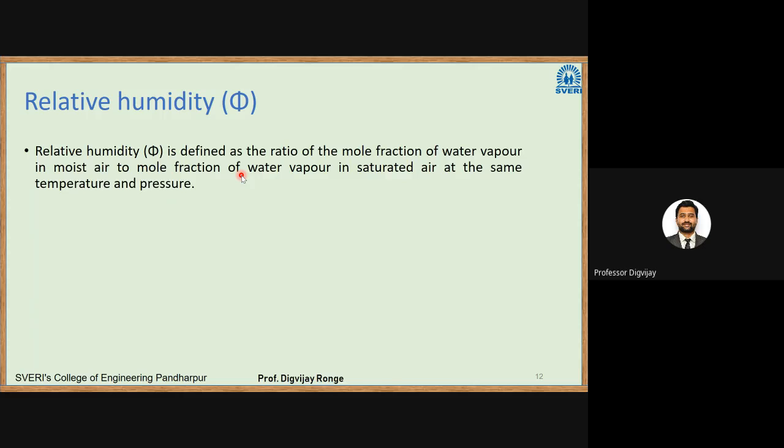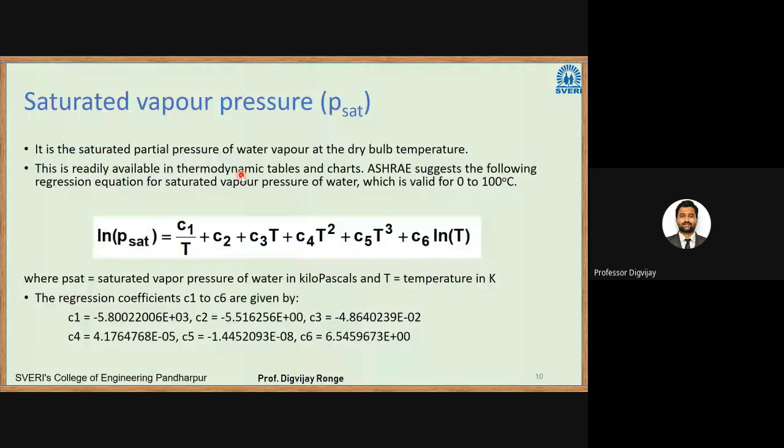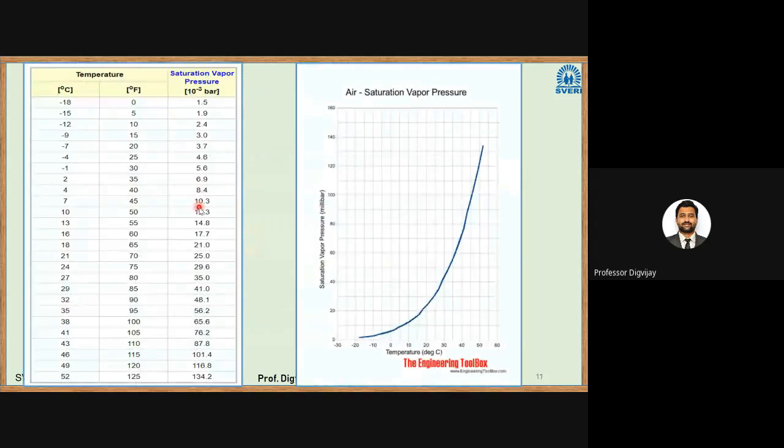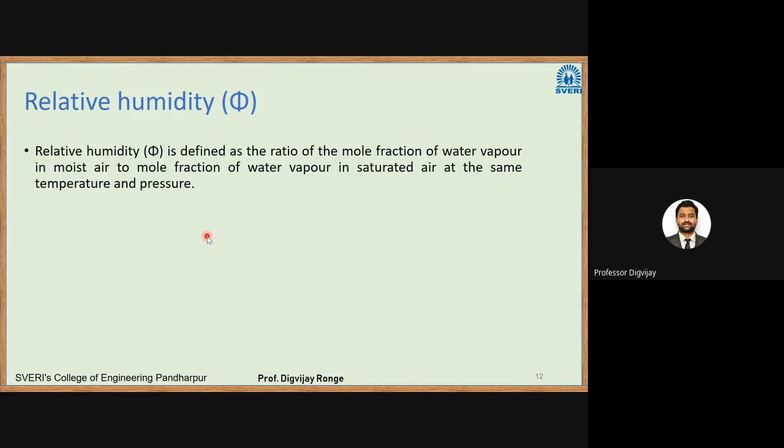आता मॉइस्ट सॅच्युरेटेड एअर मधलं वॉटरचं पार्शियल प्रेशर हे ऑलरेडी तुम्हाला कुठे मिळालं, so from this table, ह्या टेबलमध्ये तुम्हाला त्या व्हॅल्यू मिळतील. सॅच्युरेटेड कंडिशनला वॉटरचं पार्शियल प्रेशर किती आहे, त्यानंतर मॉइस्ट एअर मधलं तुम्ही वॉटरचं पार्शियल प्रेशर मेजर करू शकता. If you take that ratio, that is nothing but the relative humidity. Okay.